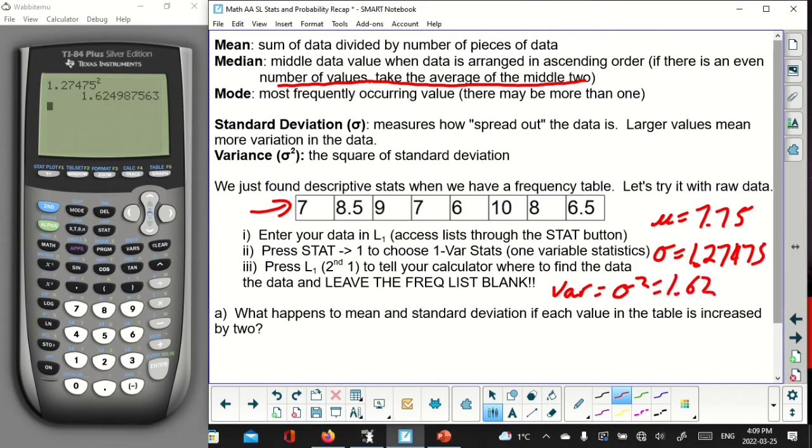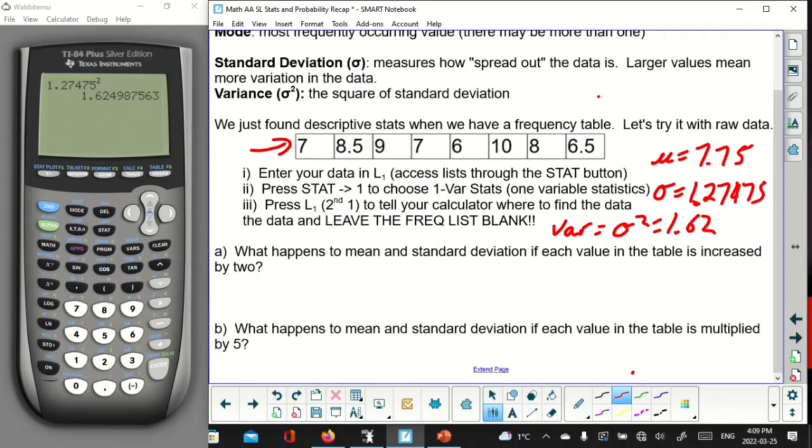One type of question that the IB loves to ask is, what happens if you say add 2 to each of these values? Now, you can do this by actually doing it to the values and checking it out in your GDC. But adding 2 is going to add 2 to your mean, but it's going to do nothing to the spread of the data. So it will still be 1.27.